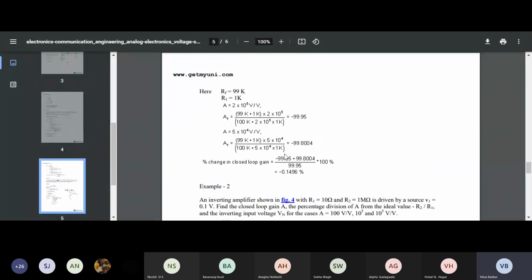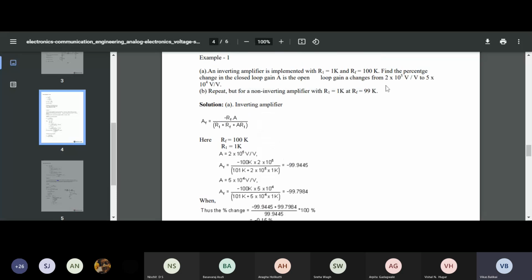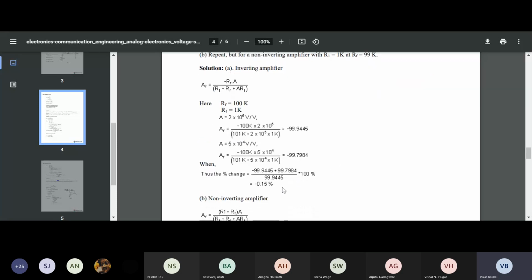The objective of this problem is to ensure that, if there is any change in the open loop gain, what interpretation do I get? The only expected outcome of this problem is that the open loop gain can change by any amount. This is what I told you in the very beginning of the class. Whatever changes happen to A, the open loop gain in the circuit, they are not going to hamper the closed loop gain. See how much the closed loop gain changed: only 0.15 percent. It is very less, not even 1 percent.